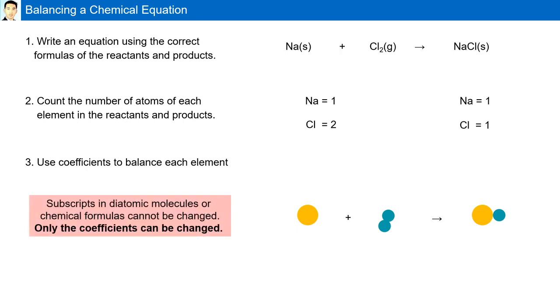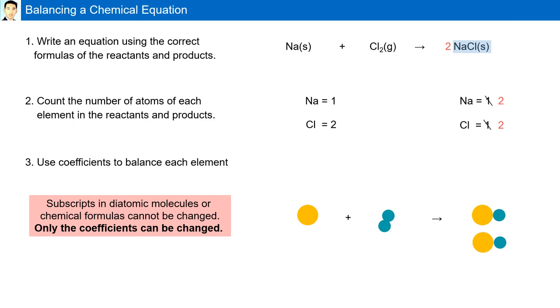Subscripts in diatomic molecules or chemical formulas cannot be changed. Only the coefficients can be changed. So, we add a 2 in front of the NaCl, which produces 2 NaCl molecules on the product side. Therefore, we have 2 sodium atoms and 2 chlorine atoms.